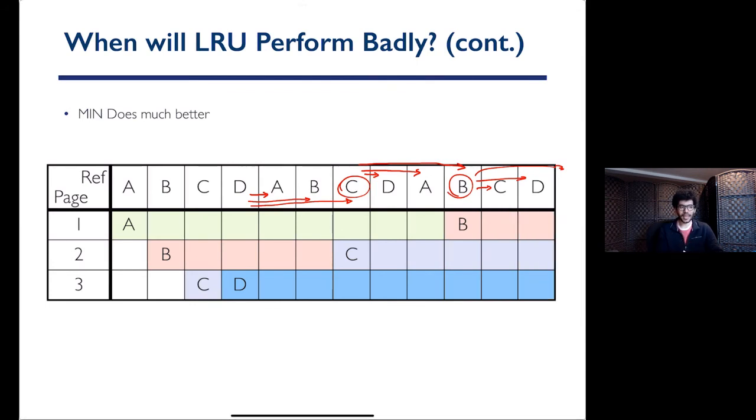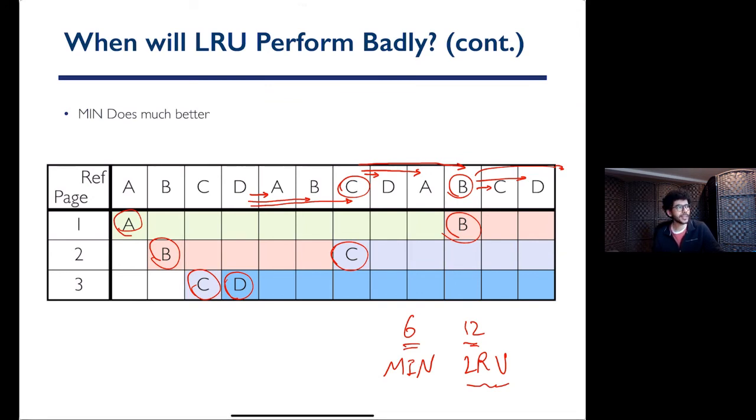So for the same example, which previously we had 12 page faults, with MIN I get 6, so half of that. So 6 compared to 12. So this is with MIN. This is with LRU. So LRU obviously did really terribly on this example.